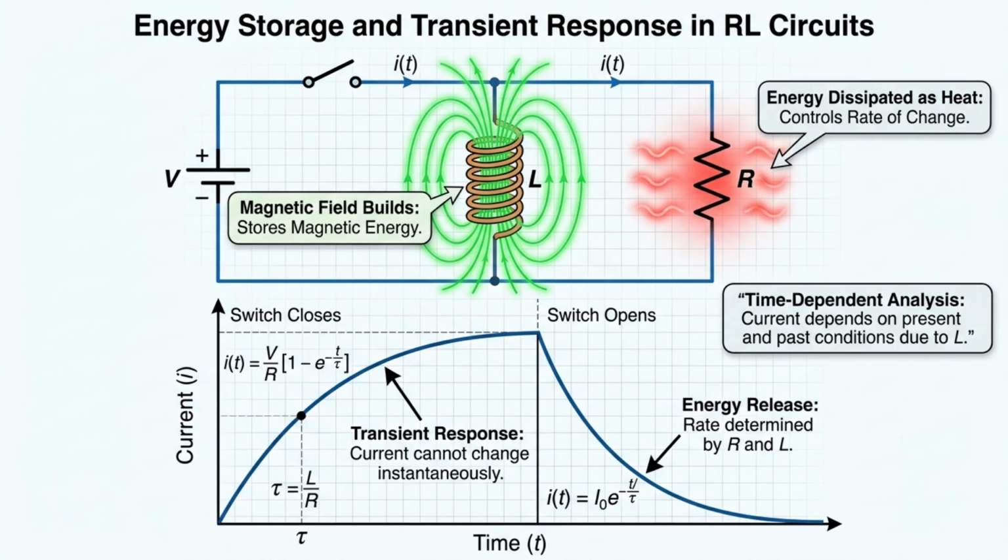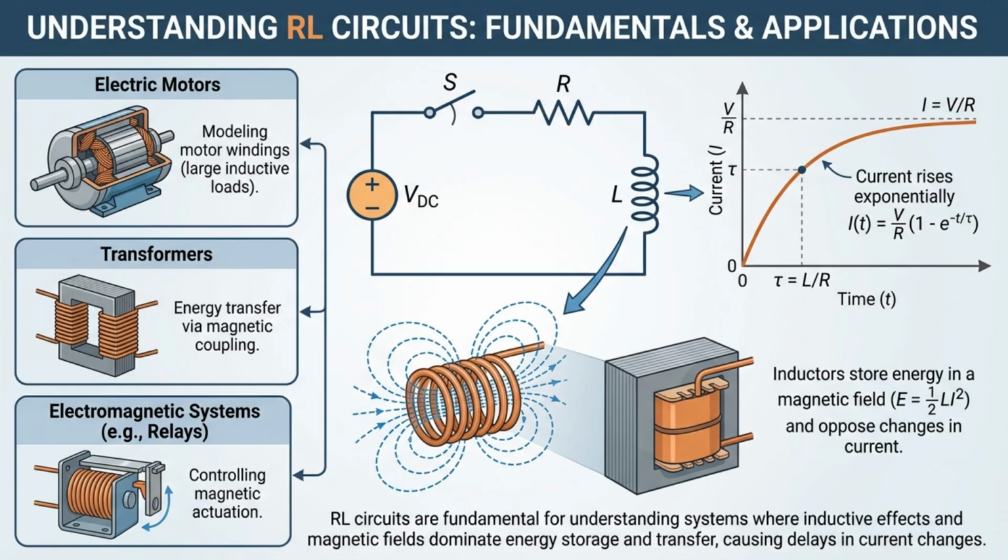The inductor introduces magnetic energy storage into the circuit, while the resistor controls how quickly energy is dissipated. This interaction defines the transient response of the system. Unlike purely resistive circuits, RL circuits require time-based analysis because the current depends on both present and past conditions. RL circuits are fundamental in understanding real electrical systems where inductive effects are present.